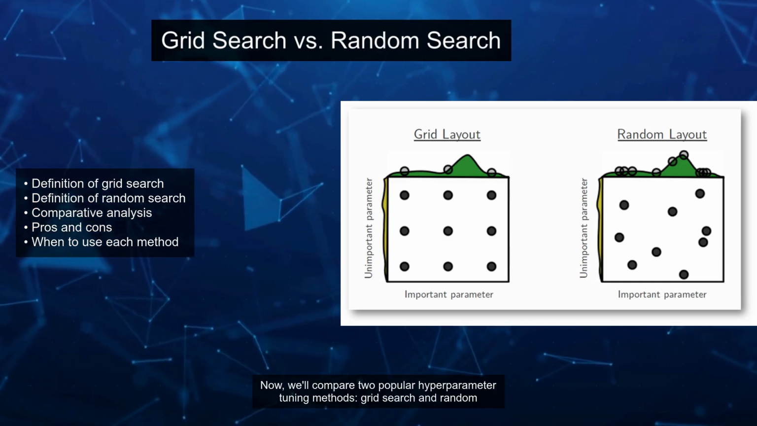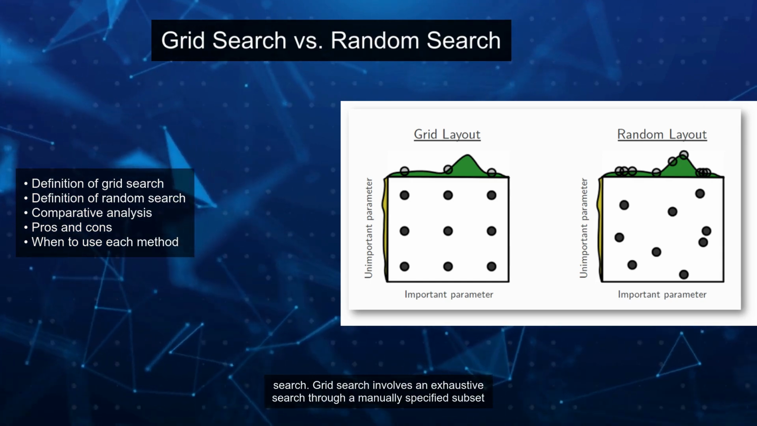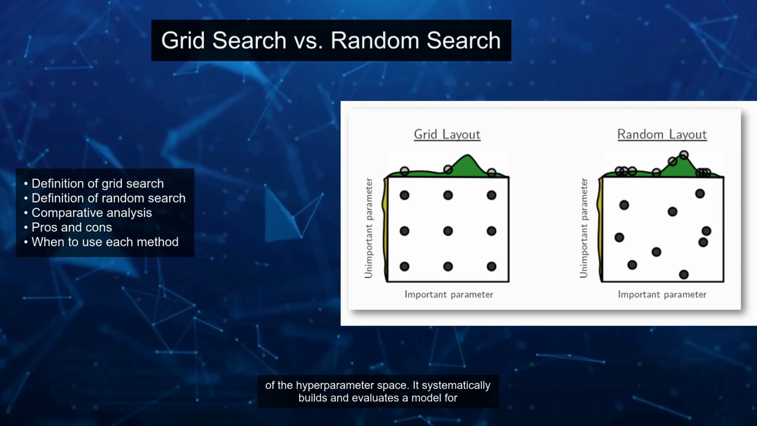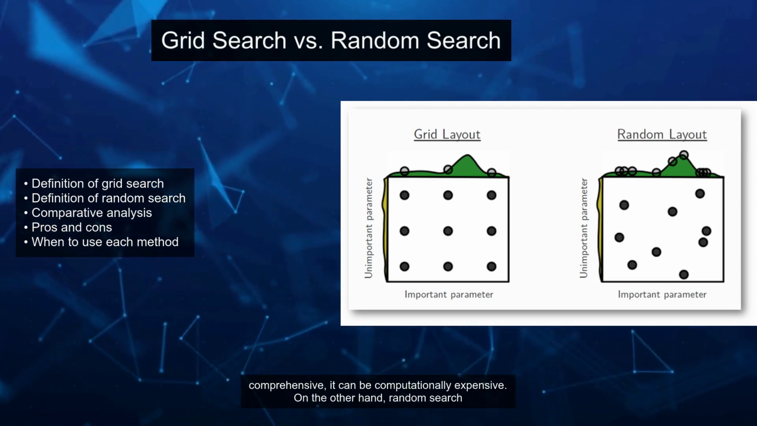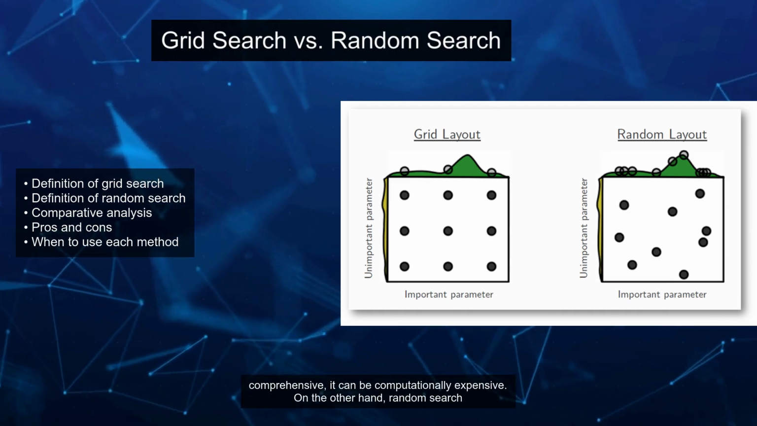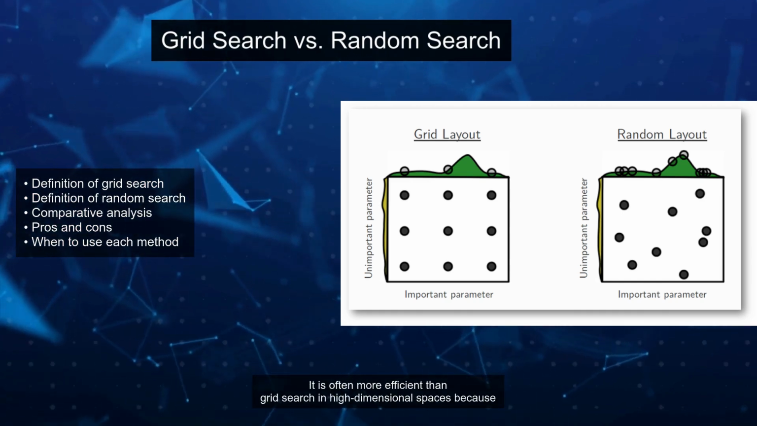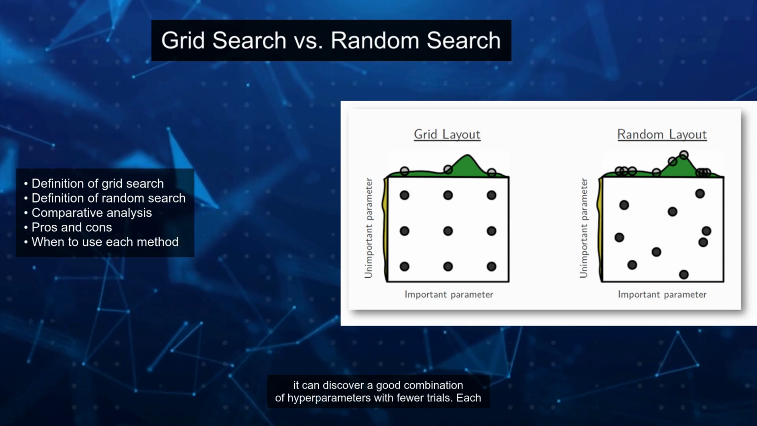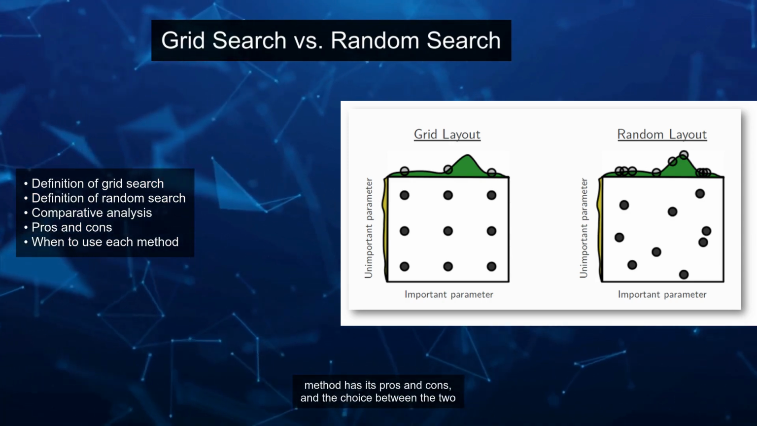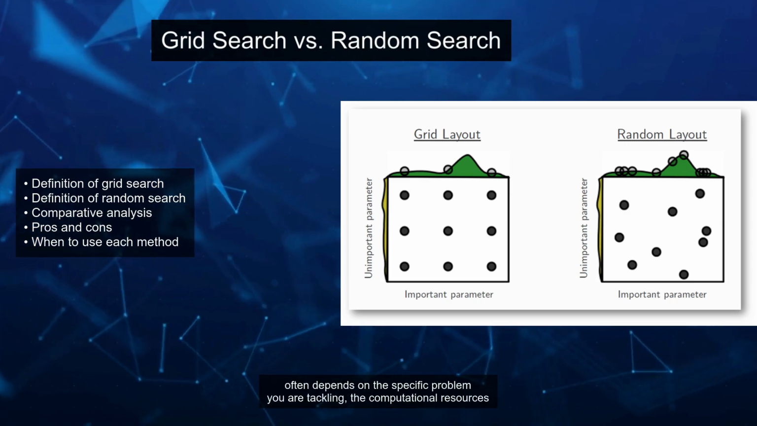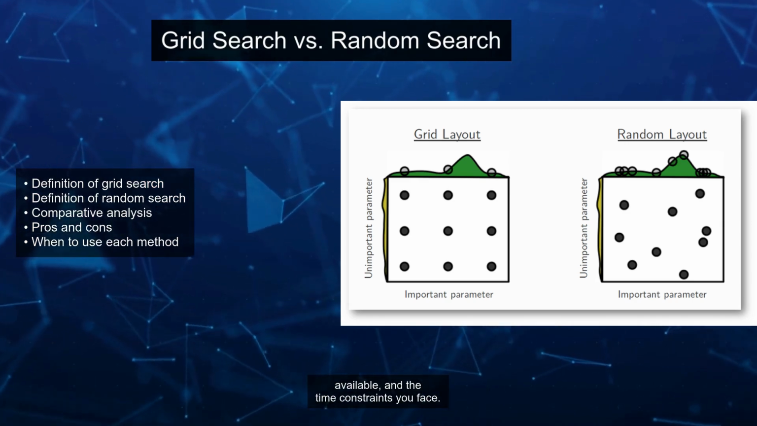Now, we'll compare two popular hyperparameter tuning methods, grid search and random search. Grid search involves an exhaustive search through a manually specified subset of the hyperparameter space. It systematically builds and evaluates a model for each combination of algorithm parameters specified in a grid. While it is comprehensive, it can be computationally expensive. On the other hand, random search randomly samples the search space and evaluates a fixed number of configurations. It is often more efficient than grid search in high-dimensional spaces because it can discover a good combination of hyperparameters with fewer trials. Each method has its pros and cons, and the choice between the two often depends on the specific problem you are tackling, the computational resources available, and the time constraints you face.